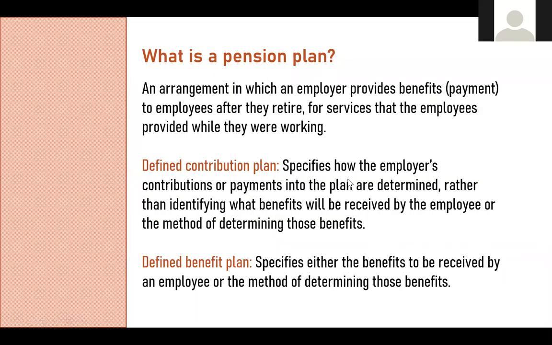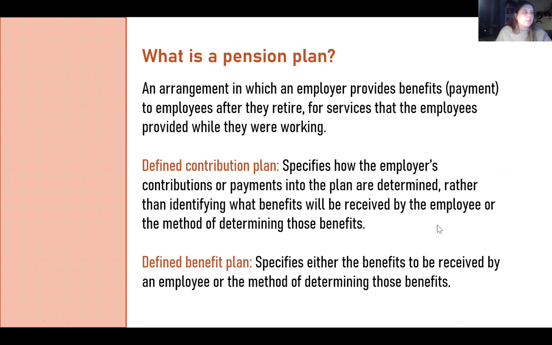A pension plan is an arrangement in which an employer provides benefits to employees after they retire for services that they provided while they were working. There's two types of pension plan. There's the defined contribution plan, that specifies how the employer's contribution or payments into the plan are determined, rather than identifying what the employee will receive at the end when they retire. And there's a defined benefit plan that specifies the benefits that are going to be received by the employees when they retire.